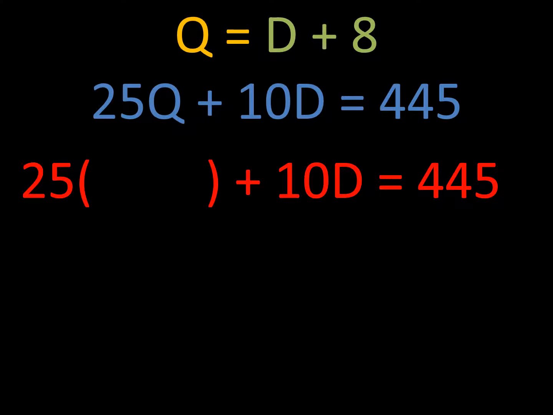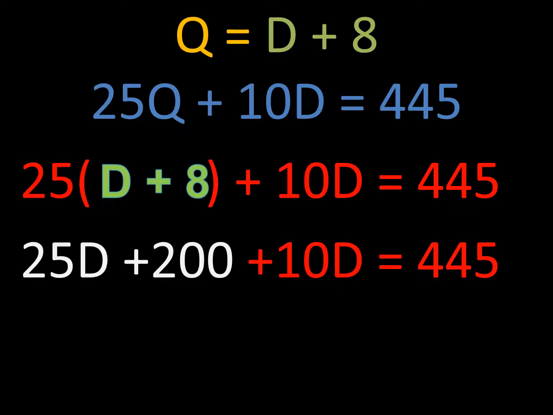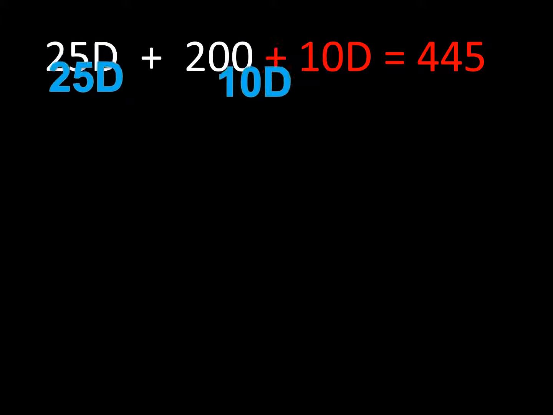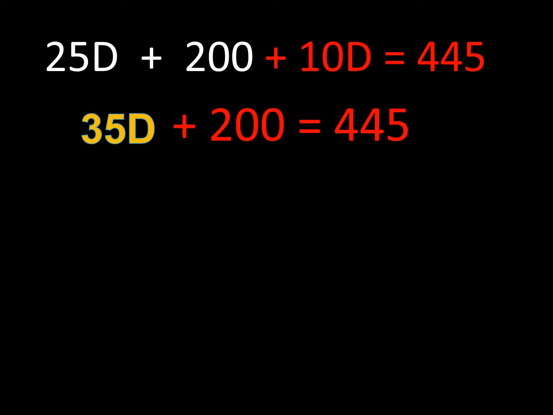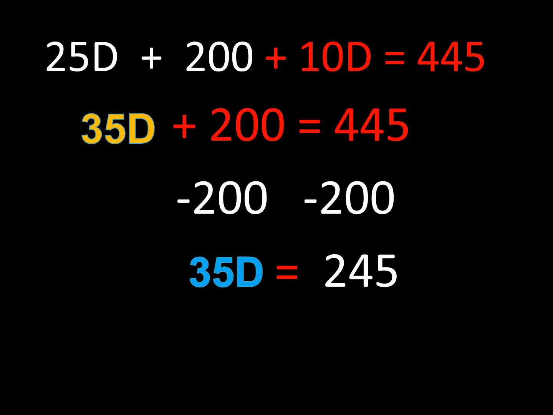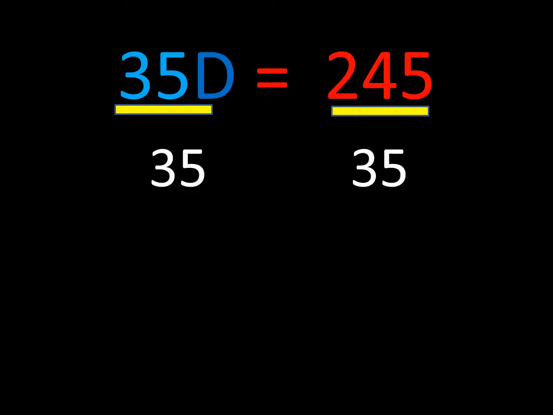We already have Q equals D plus 8, so substitute the D plus 8 for Q in the second equation. Multiplying D and 8 by 25 produces 25D plus 200 plus 10D equals 445. Adding your D's together produces 35D plus 200 equals 445. Subtract 200 from both sides, producing 35D equals 245. Now, divide both sides by 35 to find that D equals 7. This is your first answer.